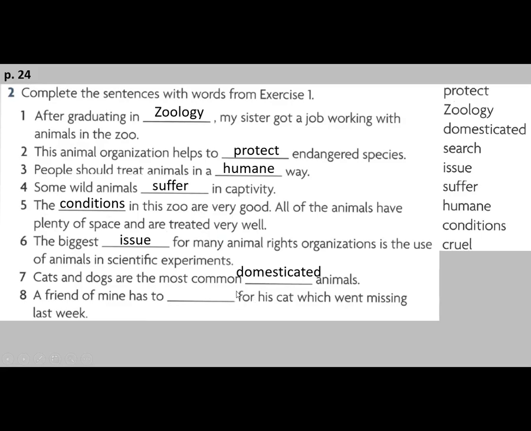A friend of mine has to, for his cat. I think this is a key for something, and after has to, there is a verb. So we need a verb here, and this verb is used with the preposition for, which went missing last week. Something is missing, so probably he wants to find it, or she wants to find it. So search is the best word.